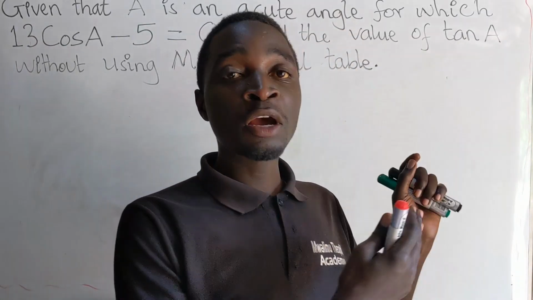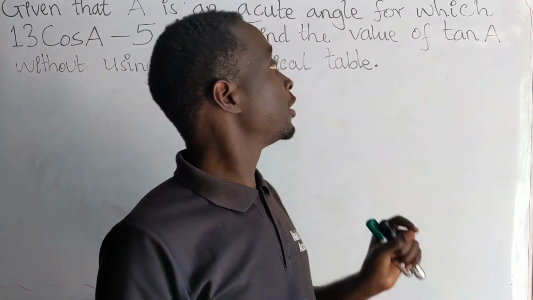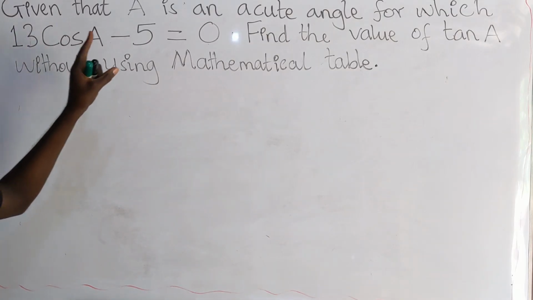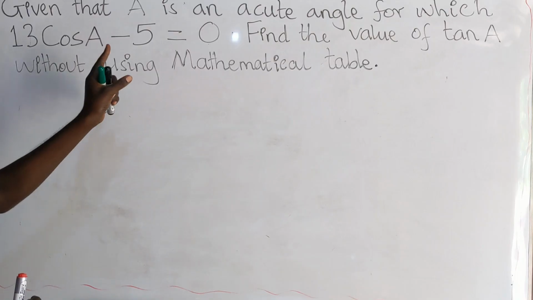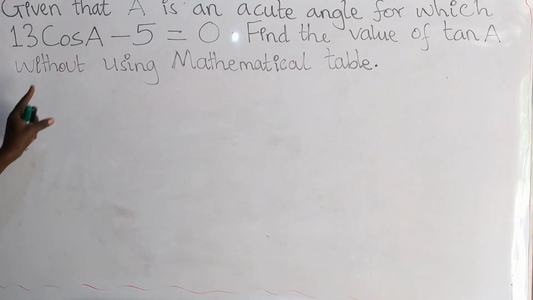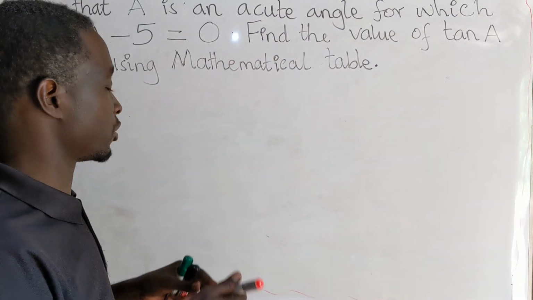In this session, we're going to see the continuation of our trigonometry series. In this series is a question which states that given that A is an acute angle for which 13 cos A minus 5 is equal to 0, find the value of tan A without using mathematical table. Now let's see the solution for this.